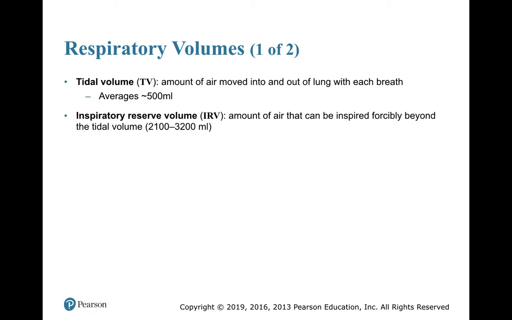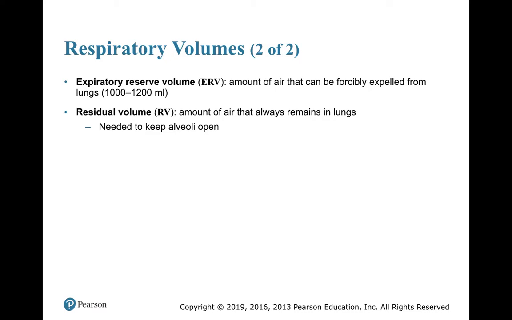The inspiratory reserve volume, IRV, is the amount of air that you can inspire forcibly beyond that tidal volume, and that's typically around 2 to 3 liters. The expiratory reserve volume, the amount of air that you can forcibly expel from your lungs, is around 1 to 1.2 liters. And the residual volume, that's the amount of air that is always going to remain in your lungs. That's needed to keep the alveoli open.